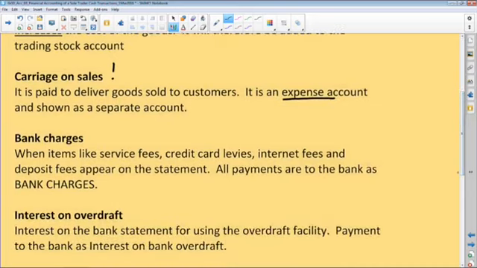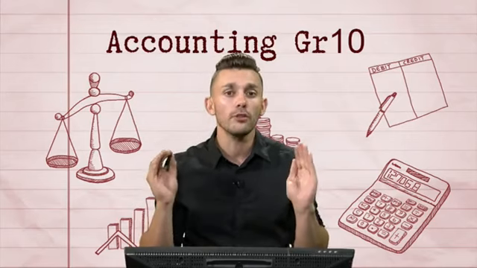We have bank charges. When items like service fees, credit card levies, the internet fees, and deposit fees appear on the statement, all payments to the bank are bank charges. So what do I say there? If you get 10 of these fees printed on your bank statement, guys, you need to add all of the fees up and show all of them together as a bank charge.